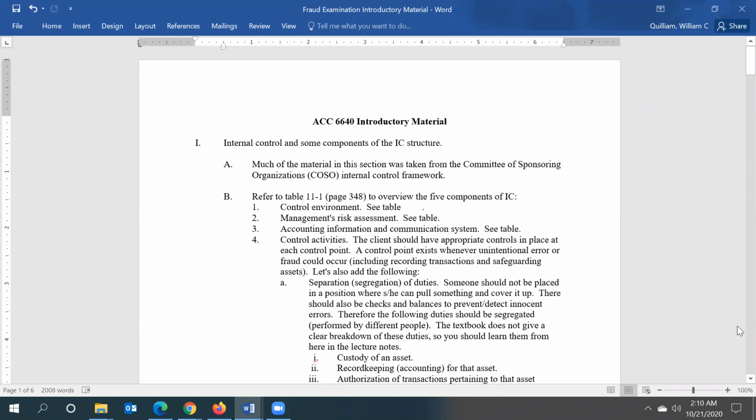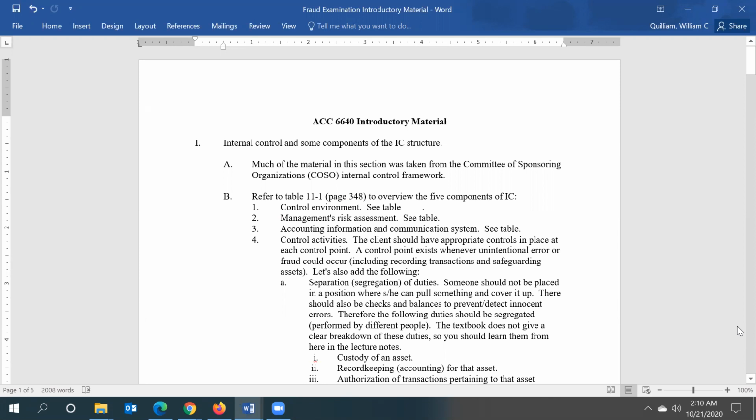Welcome to some introductory material for our fraud examination course. The material that I have here is material that I've taken from my beginning auditing course. So if you've recently had that, you may be very up on this material. If not, you'll just want to go through this with me.